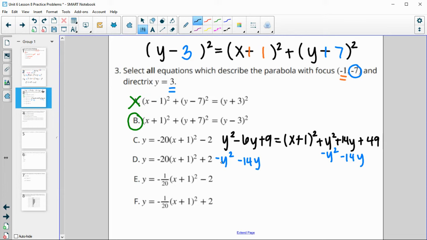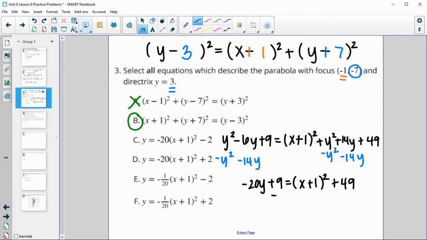So y squared minus y squared is 0. 6y minus 14y is negative 20y. And we have that plus 9. And then equals x plus 1 squared. Y squared minus y squared is 0. 14y minus 14y is 0. And we have that plus 49.